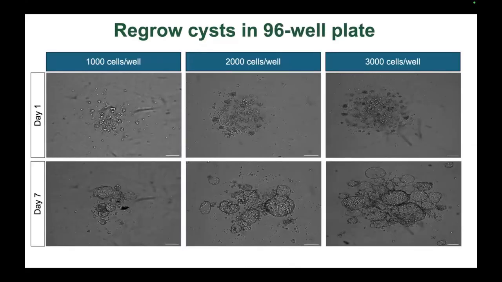And so here's just a schematic of how these actual regrowth cysts look in a 96-well plate. So we have 3 different concentrations, 1,000, 2,000, and 3,000. As you can see, each concentration allows for robust cysts to grow, and this is over a course of 7 days. And this shows that we are able to grow cysts from these cystic structures.